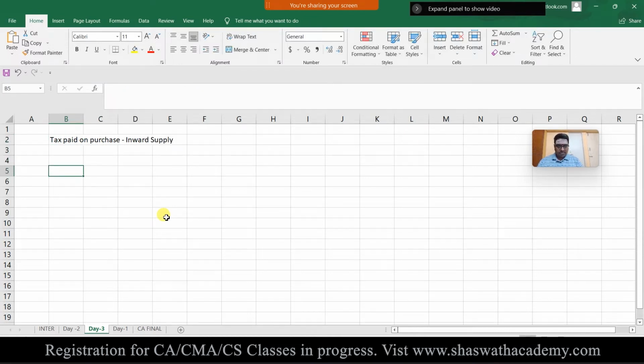Let's rephrase this: allowed to be adjusted. Allowed to be adjusted against what? Against liability on outward supply. But this is what ITC is all about. There must be a collective application on all these 3 cases. Only when all the 3 cases are satisfied, you can think about input tax credit.